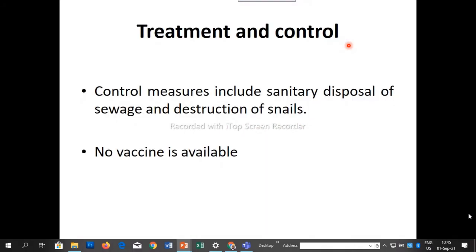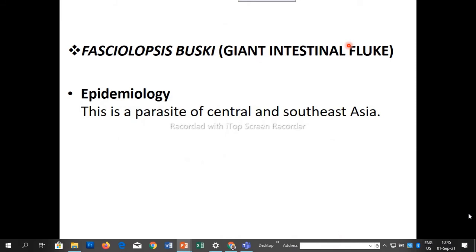Treatment and control measures include sanitary disposal of sewage and domestic destruction of snails. No vaccine is available. Praziquantel and albendazole can be used as treatment of this. Albendazole, is a trematode. Yes. No difference, bilharziasis or bilharziose.